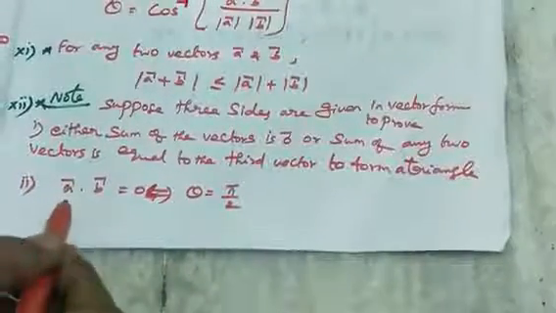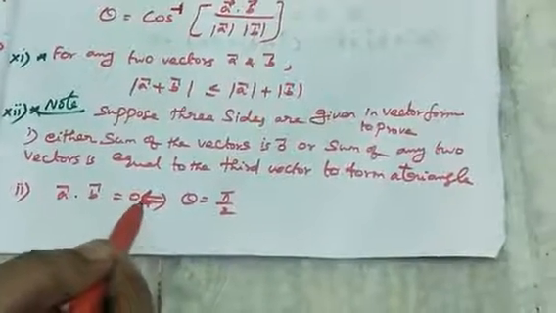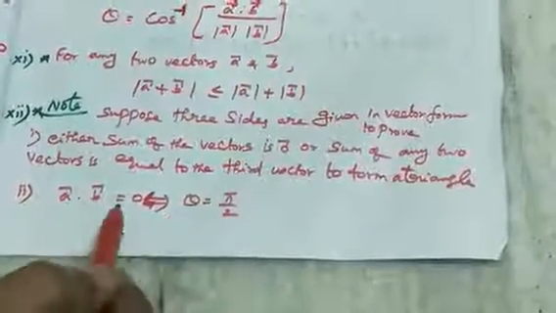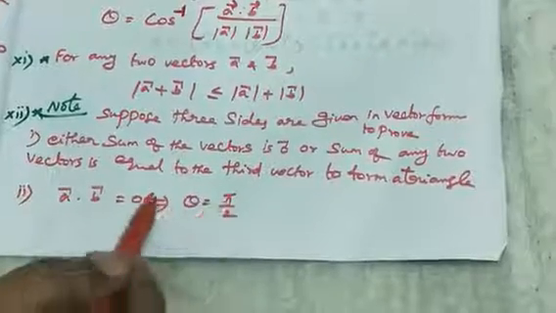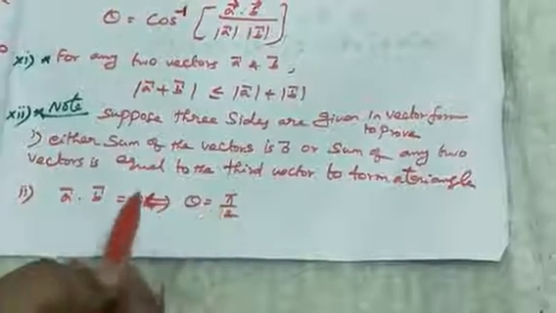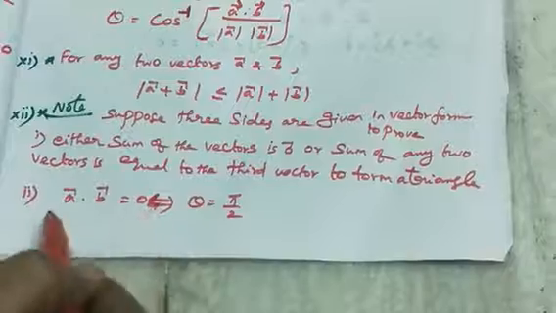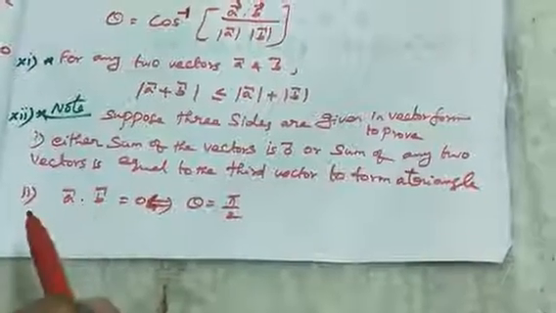Next, if a vector dot b vector is equal to 0, that implies theta is equal to pi by 2. If the angle between two vectors is 90 degrees, that is, the two vectors are perpendicular, then a vector dot b vector is equal to 0.